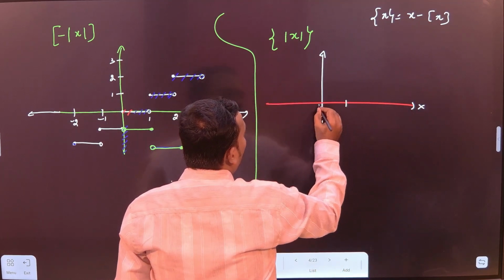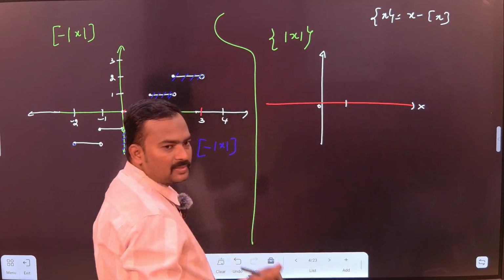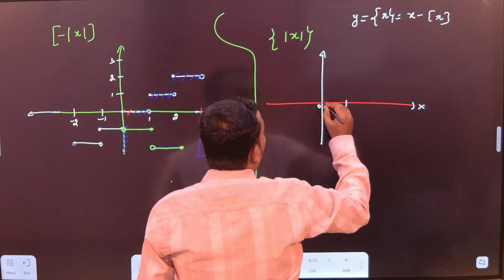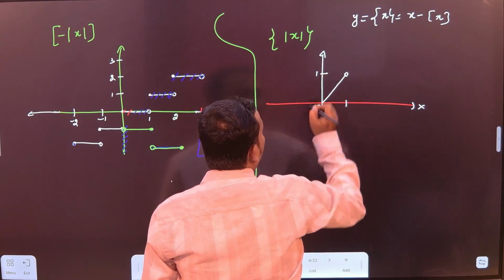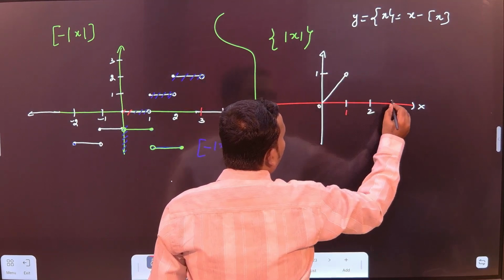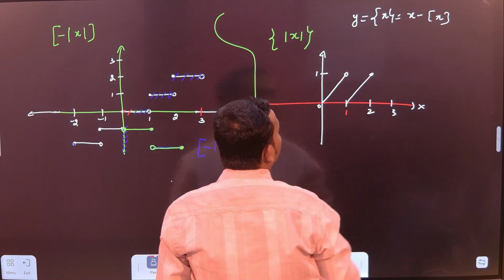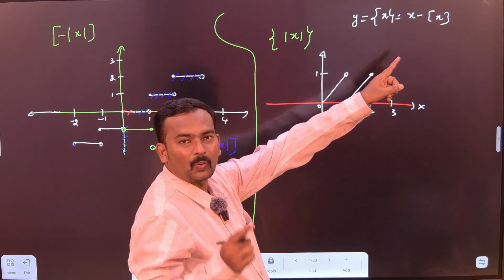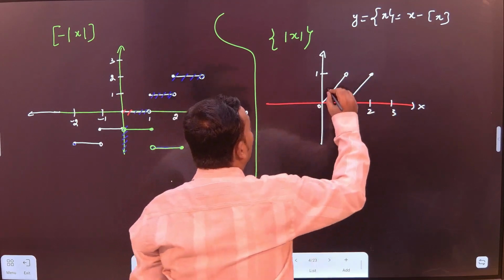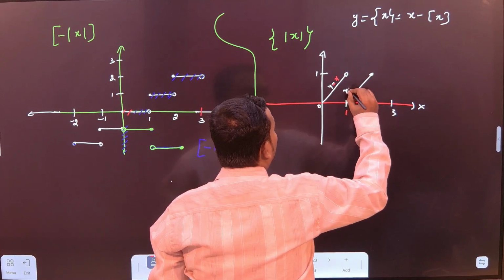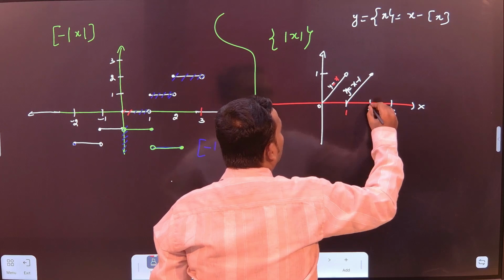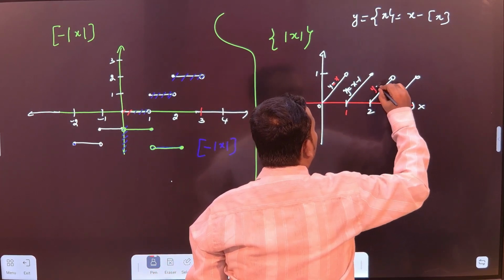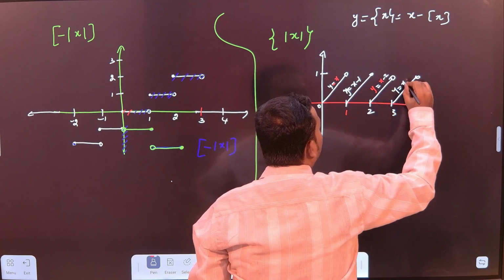When you take 0 to 1, the greatest integer value is what? 0. Therefore, let's take this is y. Y is equal to 1. This is 1, right? Then 1, 2, 3 you can take. For 1 to 2, the greatest integer value is what? 1. That means x minus 1. This is y is equal to x. This is y is equal to x minus 1. This is y is equal to x minus 2. Y is equal to x minus 3.